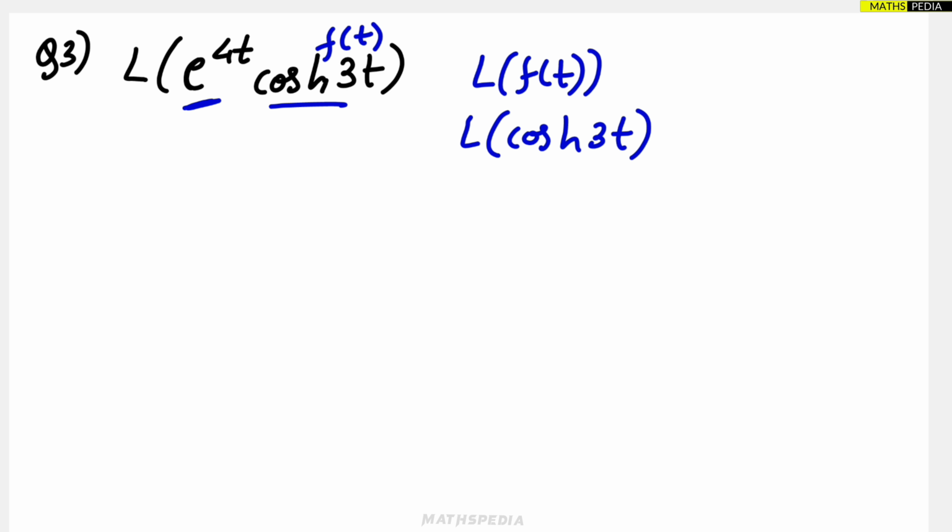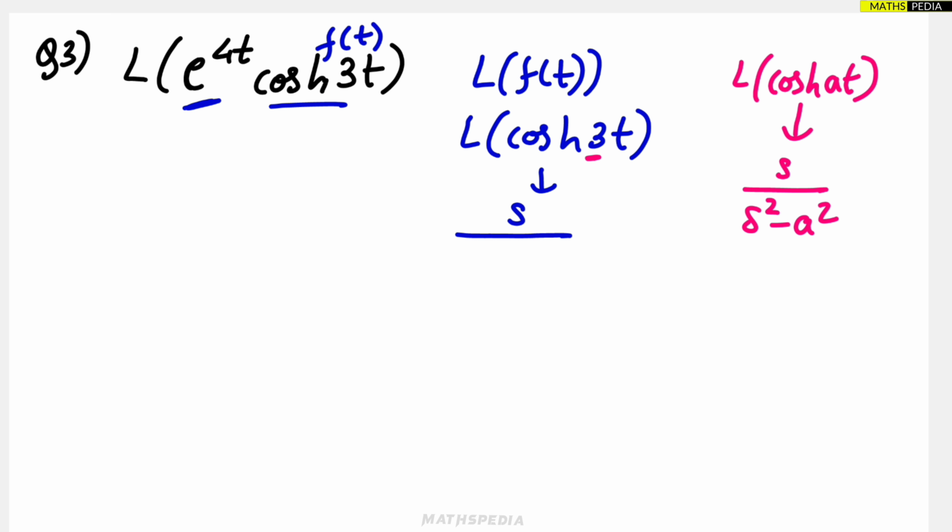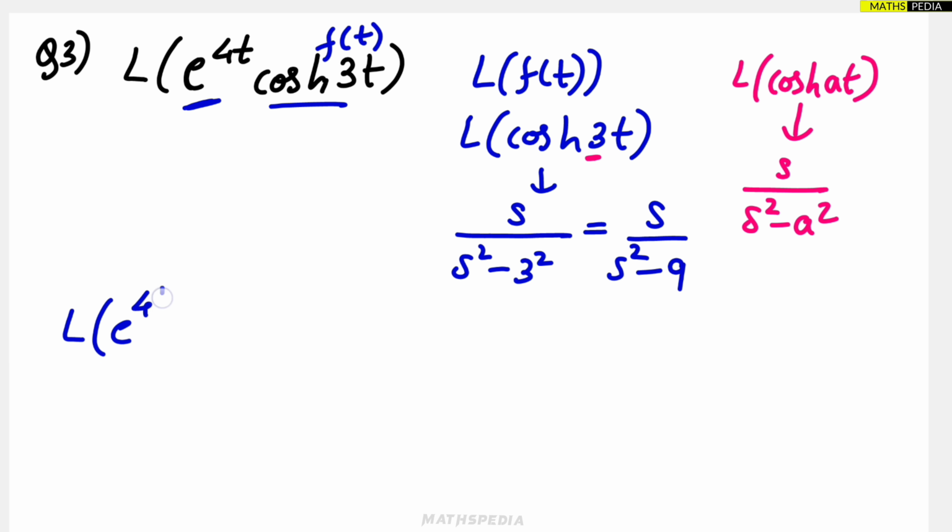We have already studied the formula for Laplace transform of cos hyperbolic function cos h at, which is nothing but s divided by s square minus a square. This is the formula. That same formula you have to apply. What is the a value? 3. So here it will be s divided by s square minus 3 square, which is equal to s divided by s square minus 9. Now we have to find the Laplace transform of e power 4t into cos h 3t.